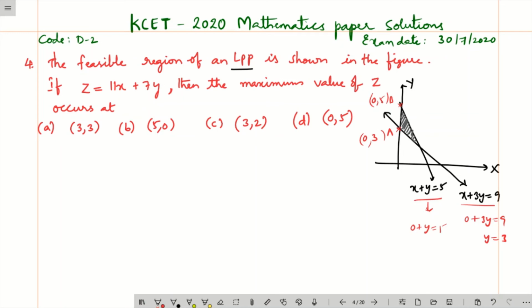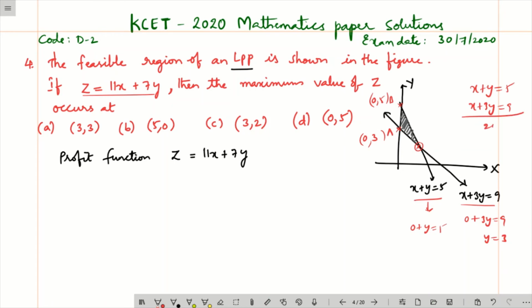Okay, so what is the profit function given here? This profit function is given for the given LPP. Profit function z is equal to 11x plus 7y. Okay, but here how many corner points are there? We can observe 3 corner points. Let us find this point also by solving these two equations. x plus y is equal to 5 and x plus 3y is equal to 9. By solving, you will be getting y is equal to 2. Substitute y is equal to 2, x is equal to 3. So here is the point 3, 2. Let me mark it as C.